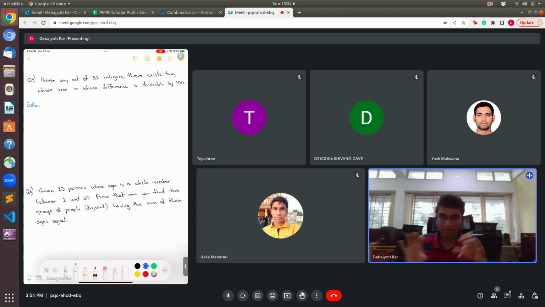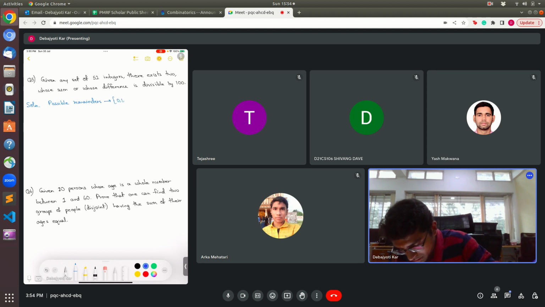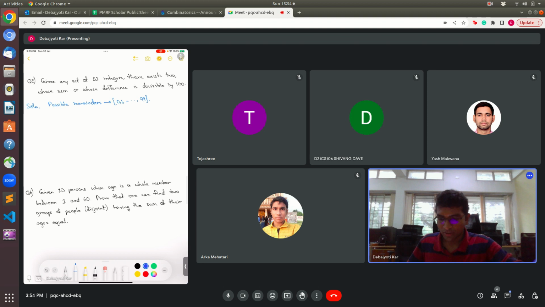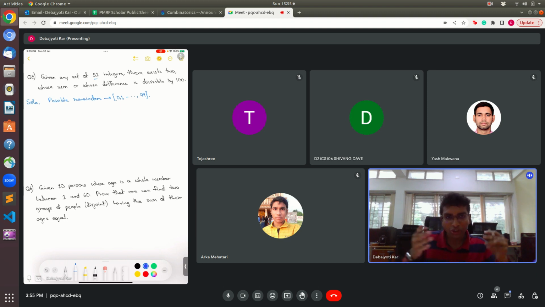So depending on the possible remainders, right? When some number is divided by 100, the possible remainders are these. So now there are 100 possible remainders. So intuitively we have 100 holes, but then we cannot apply the pigeonhole principle, right? Because we have only 52 pigeons, 52 integers, and so the number of holes must be at most 51. Then only we can apply the pigeonhole principle. So in some way we need to reduce the number of holes.